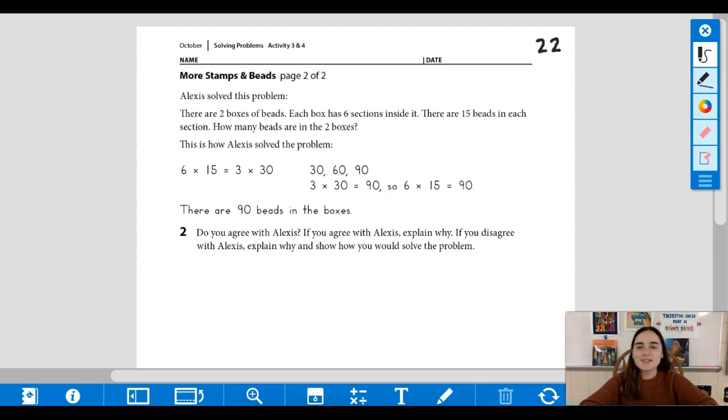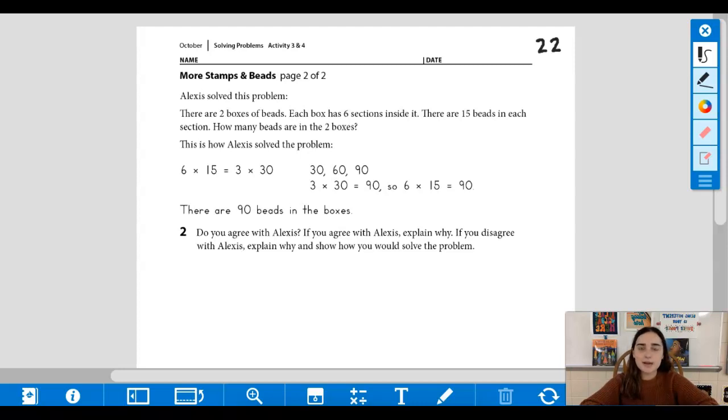Hey, fourth grade, today for Number Corner, you need to complete page 22 in your Number Corner book. This problem is very similar to the one that we completed earlier this week. We're going to see an example of how a student solved this problem, and we have to decide whether we agree with her or not.